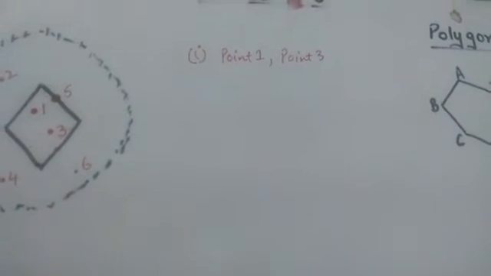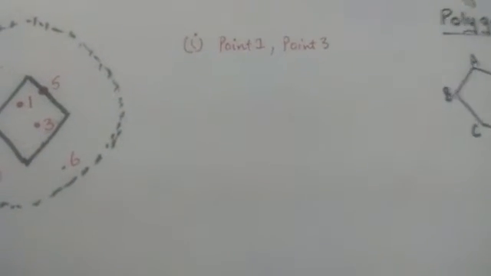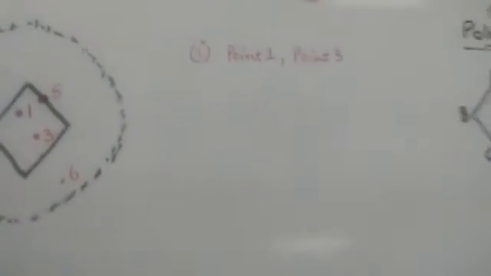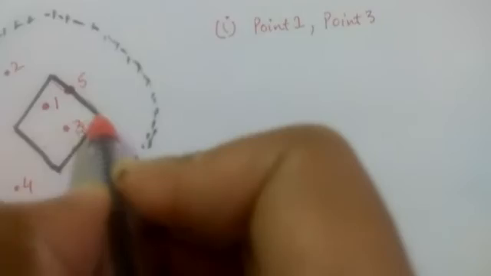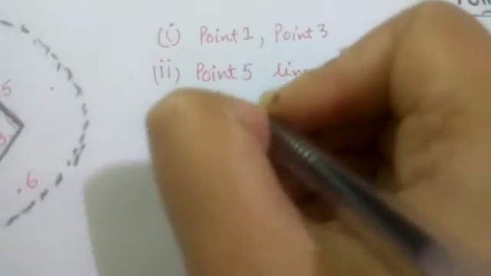Get it? So the second question they have asked, where does number 5 lie? Here their number 5 is sitting. Interior means inside, exterior means outside, but it is lying on the rhombus. So the answer is point 5 lies on the rhombus. So I am writing here, you can see, point 5 lies on the rhombus.